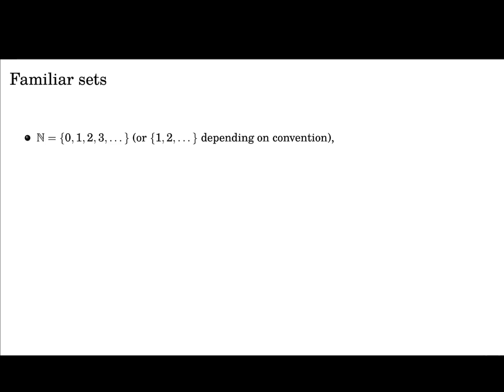Let's review some familiar sets, or maybe not so familiar sets, that might come up throughout the course. So first we have the natural numbers. Depending on the book or context, it might mean the counting numbers starting at 0, so 0, 1, 2, 3, and so on, or starting at 1. This actually depends on the book or context.